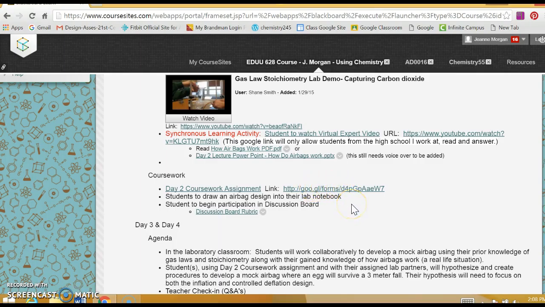They have written down somewhere on their information what they need. This is also when they're going to start the discussion board rubric. Okay, this does not require them to necessarily show their expertise in stoichiometry or gas laws.